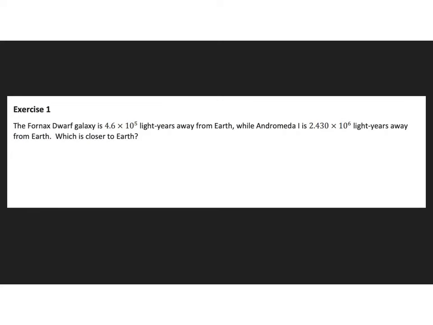Exercise 1 says the Fornax dwarf galaxy is 4.6 times 10 to the 5th light years away from Earth, while Andromeda is 2.430 times 10 to the 6th light years away from Earth. Which one is closer? So what I want you to do is look at these two numbers and figure out which one of these is a smaller number. So which one is closer to Earth? So we're looking for the smaller number here. And we're going to compare these two.